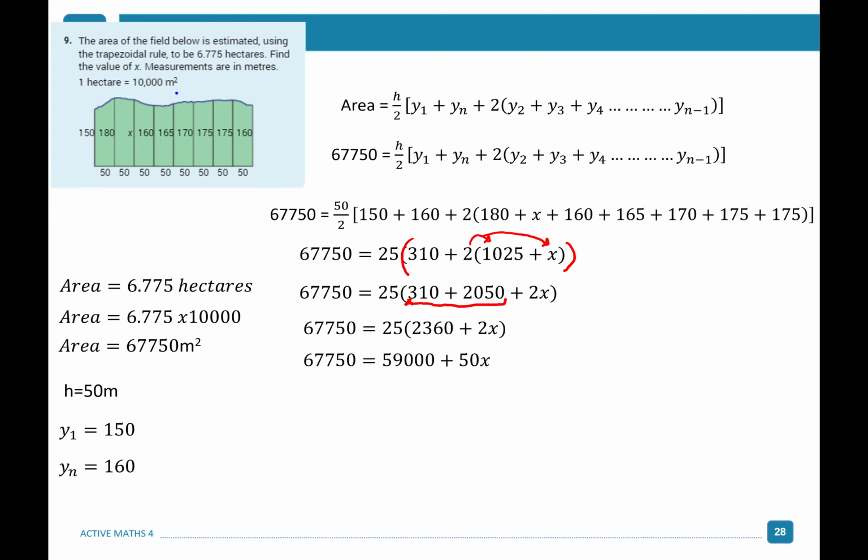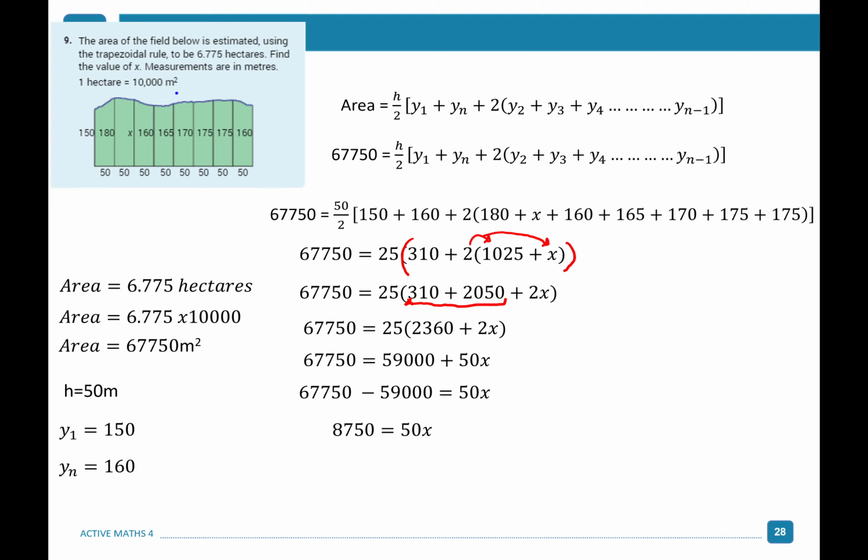I now want to solve for x, which means I want x on one side of the equation and all of my numbers on the other side. So I'm going to move my 59,000 to the left-hand side of the equation, so I have x on its own on the right-hand side. So this gives me 67,750 minus 59,000 is equal to 50x, which gives me 8,750 is equal to 50x.